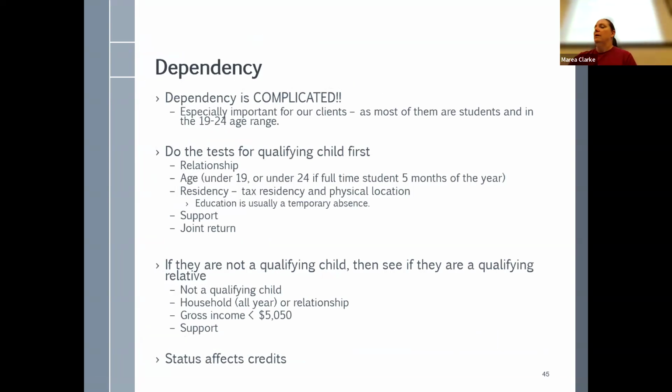All right. And then a final couple words. This is quite complicated, really, especially for our clients, because they're in this 19 to 24 range, they're students. We're going to start by doing that qualifying child test. Do they meet everything else? Education is generally a temporary absence. If they're not a qualifying child, are they a qualifying relative? From there, we can determine that child's requirements as well as that parent's requirements. Can they claim them as a dependent or not?